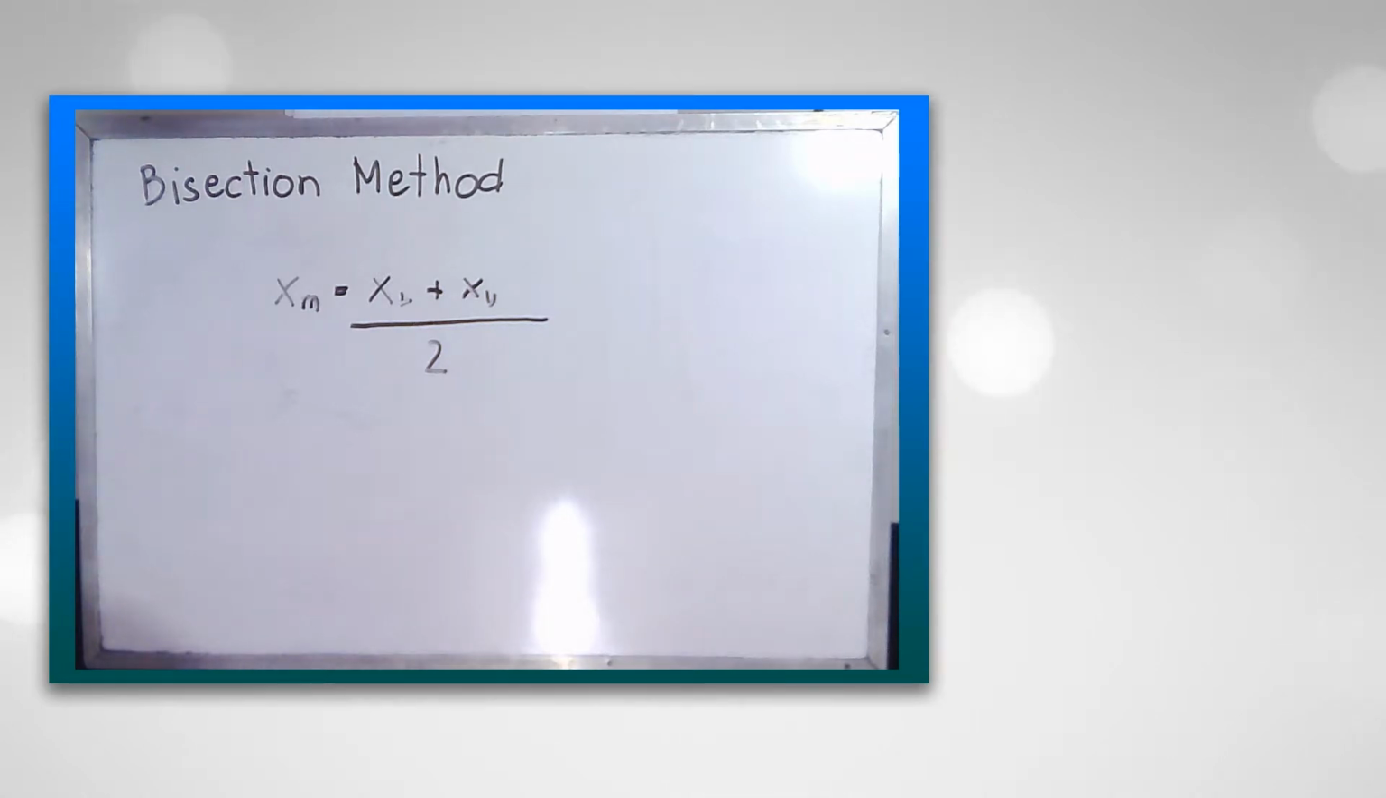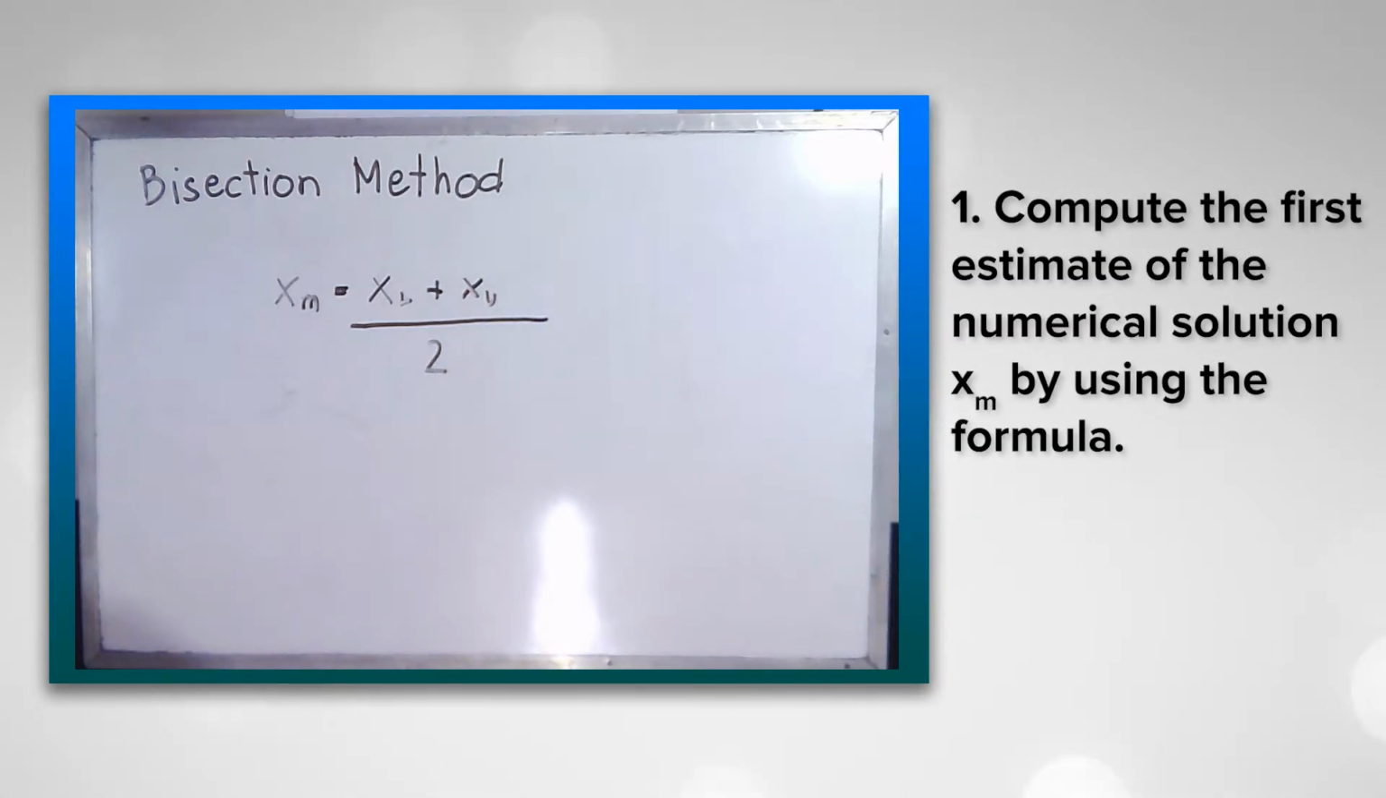The bisection method is a simple method because we only intend to memorize a simple formula, which is basically just an average of the x sub l and the x sub u. The algorithm for the bisection method is number 1, compute the first estimate of the numerical solution x sub m by using this given formula.